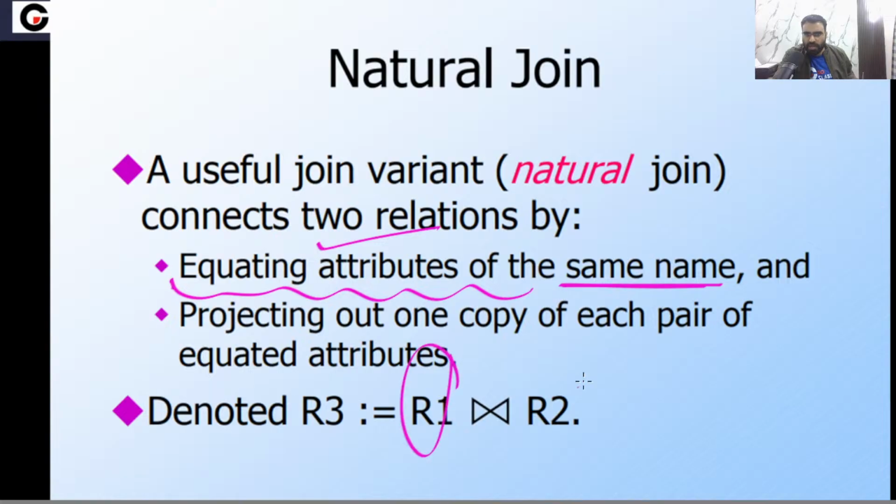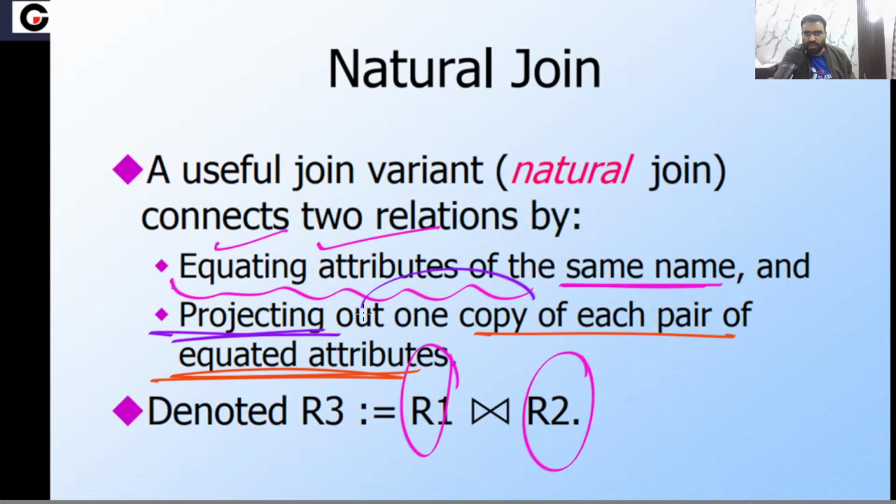In R1, R2 we will find the attributes which have the same name, we will find the common attributes, and we will equate the attributes of the same name. Very simple. And remember, in the output we will project only one copy of the common attributes. In the output, the common attributes we will write only one time.